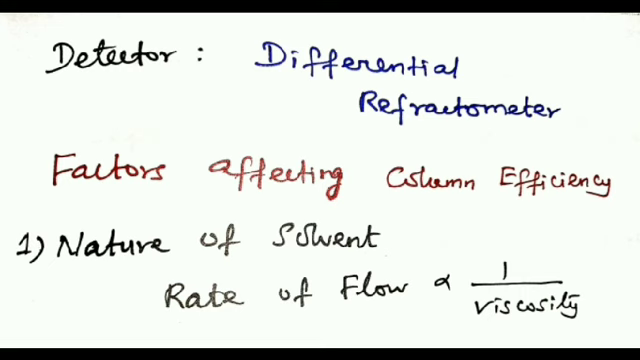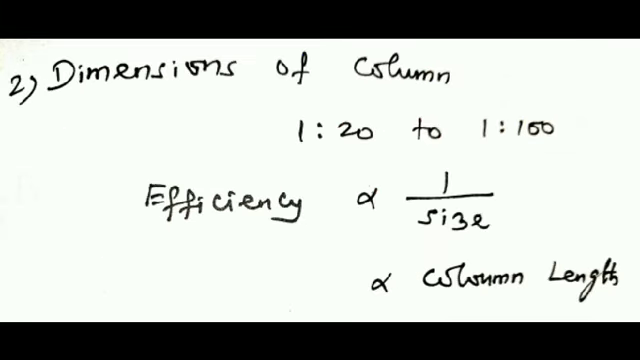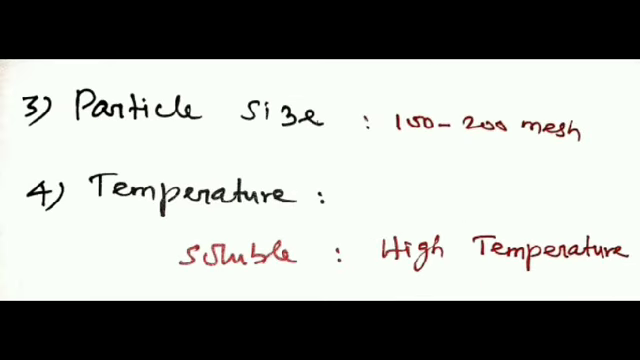Factors affecting column efficiency. First one is the nature of solvent. Rate of flow of solvent is inversely proportional to the viscosity. Dimensions of column: 1:20 to 1:100, and size is inversely proportional to the efficiency, and column length is directly proportional to the efficiency. Generally, a particle size of 100 to 200 mesh is possible, and a temperature-soluble sample needs high temperature.